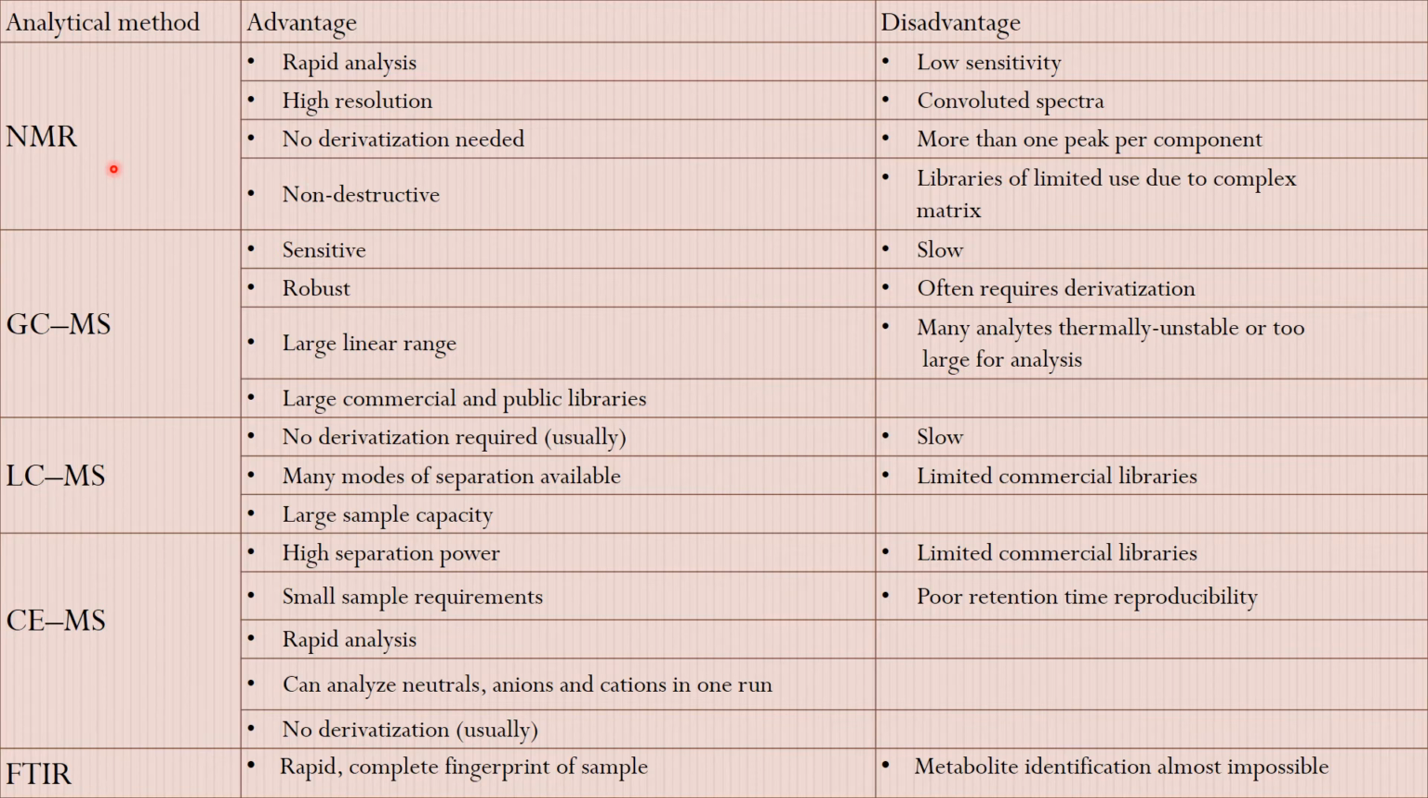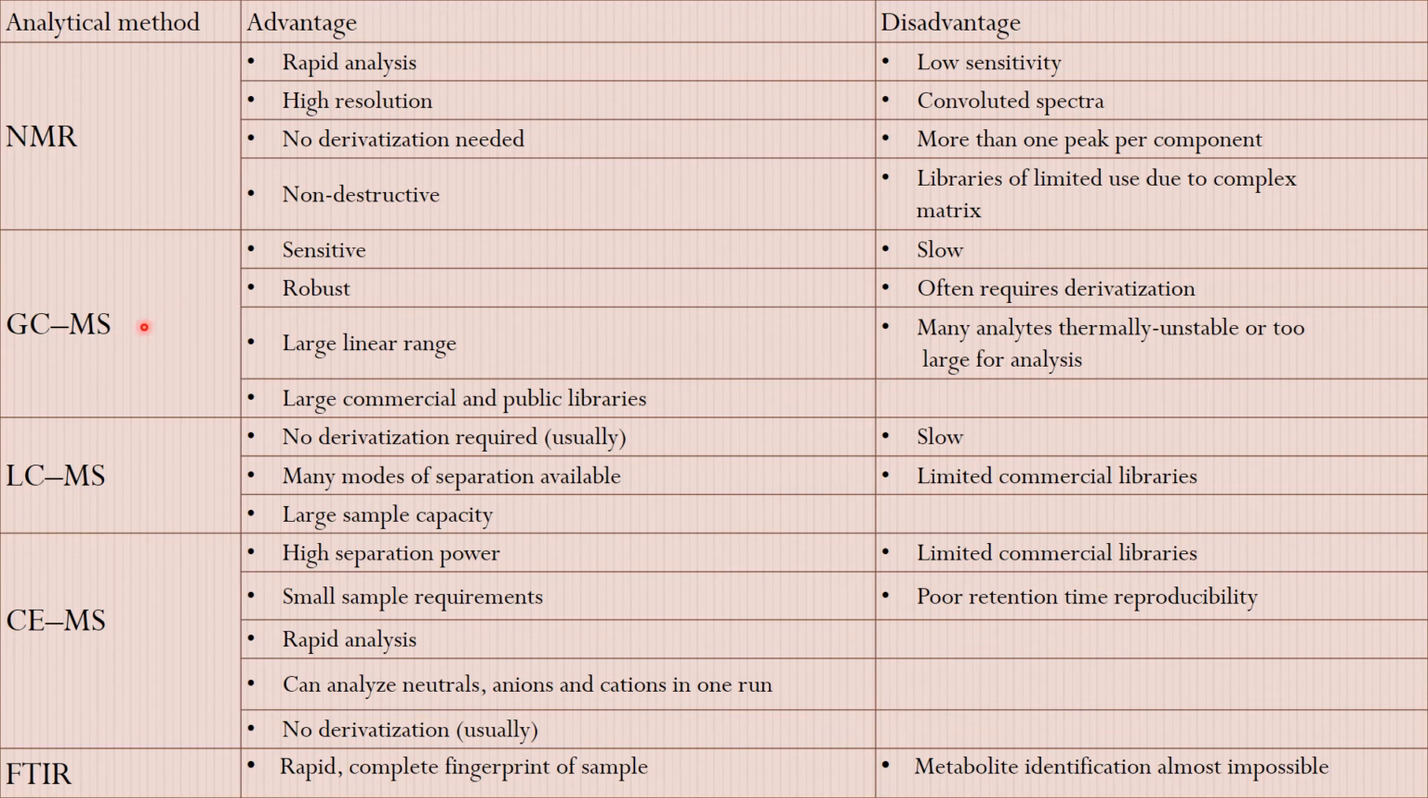So the major techniques used are NMR, GCMS, LCMS, CEMS and FTIR. The advantage of NMR is it's a rapid analysis, it has high resolution, there is no derivatization needed. It's non-destructive, meaning the conditions will not break or sever the molecule. But the disadvantage is that it has low sensitivity, convoluted spectra, and more than one peak per component is seen, and the libraries are of limited use due to complex matrix.